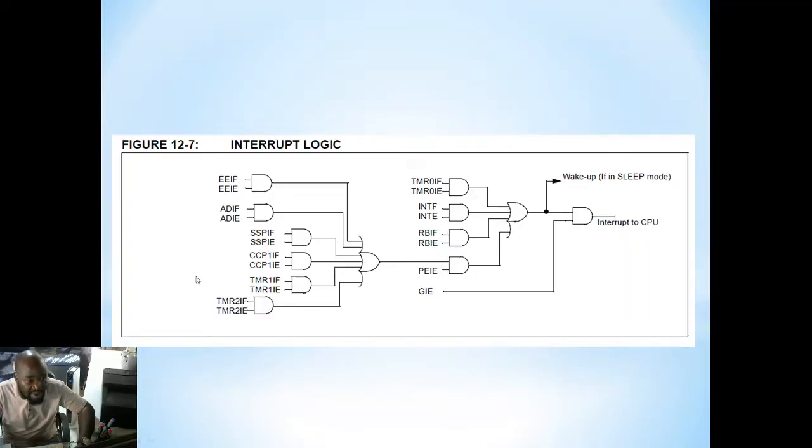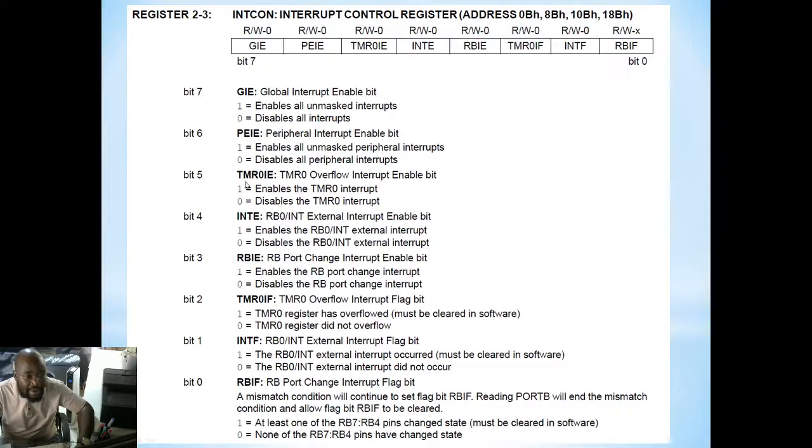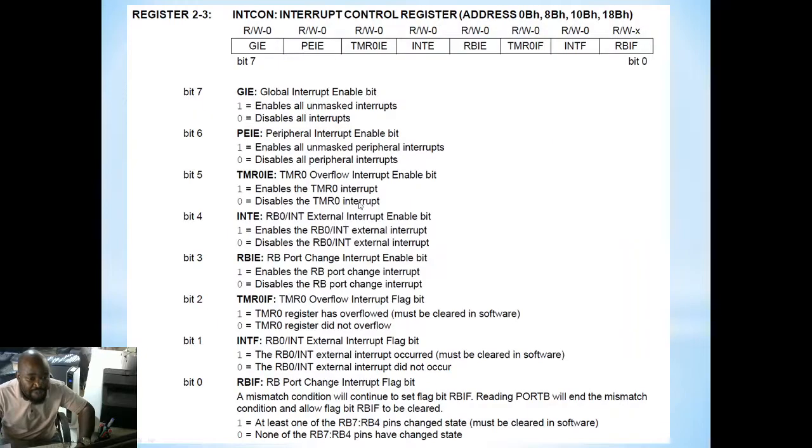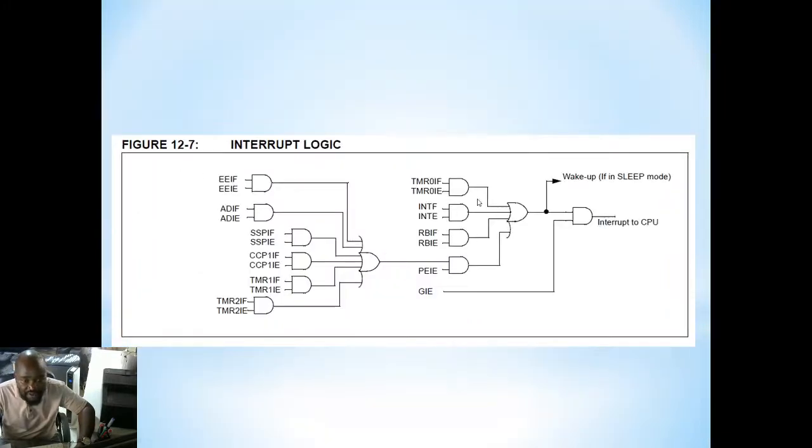But any of these are called peripheral interrupts. For them to work, the peripheral interrupt enable must be set. But for this tutorial, we are not going to use any of the interrupts here, so the peripheral interrupt enable, we are going to make it 0. But the global, we need it for any interrupt, even the peripheral ones, to take place.